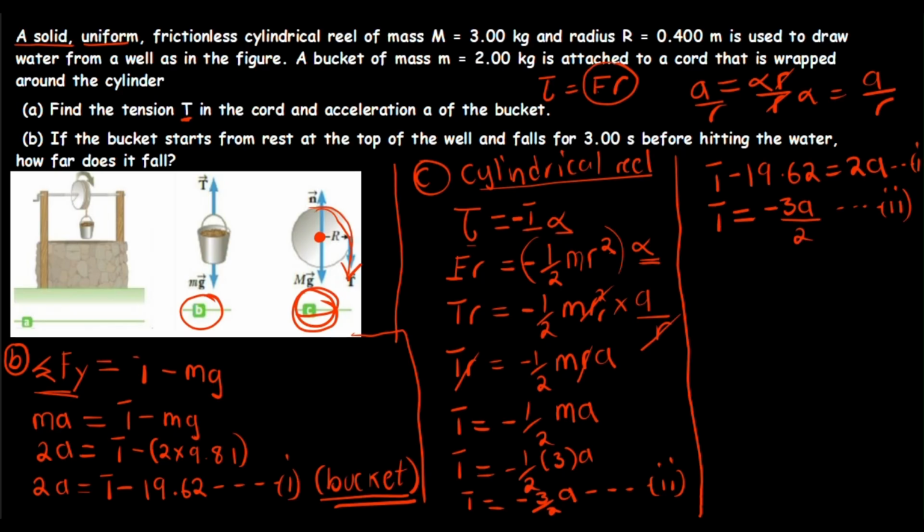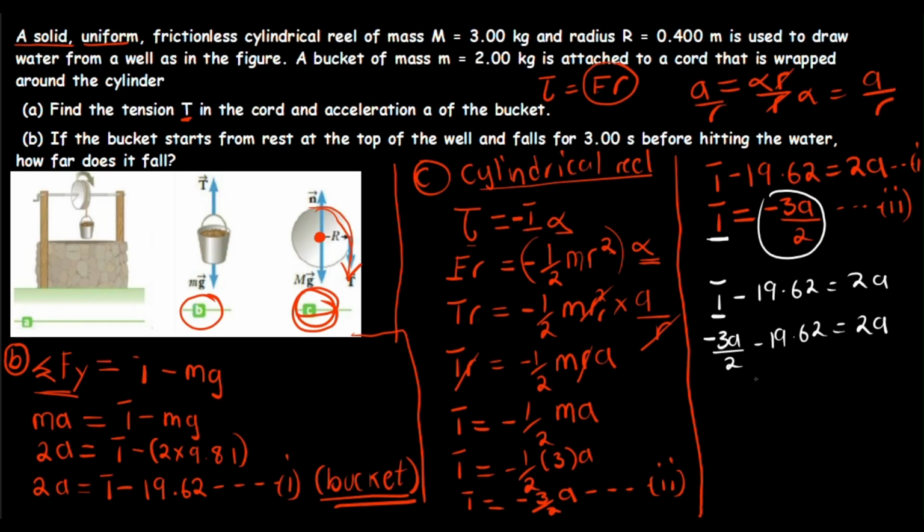We know that T is equal to negative 3A/2. So what I will do is that where there is T in equation 1, I'll substitute with this so that I can find the acceleration. Now, what will happen? It will be T minus 19.62 is equal to 2A. So here I'll substitute with that, which is negative 3A/2 minus 19.62 equal to 2A.